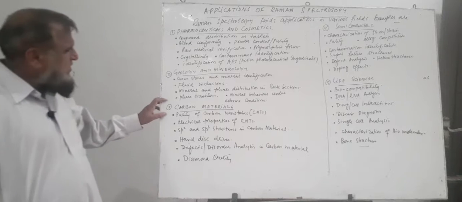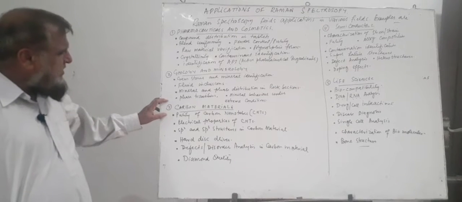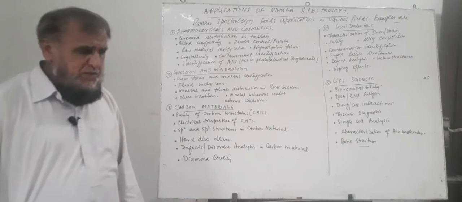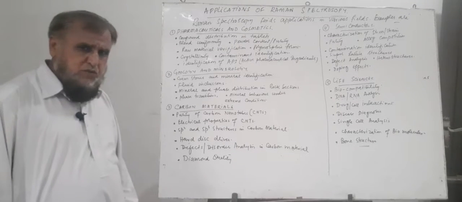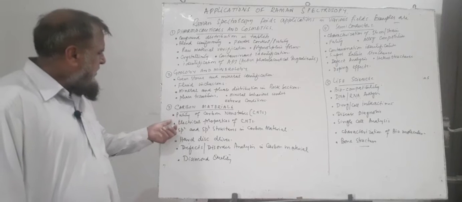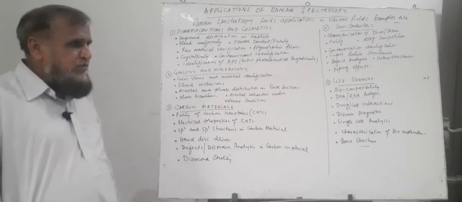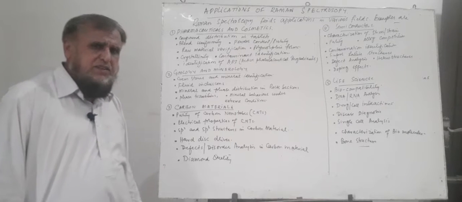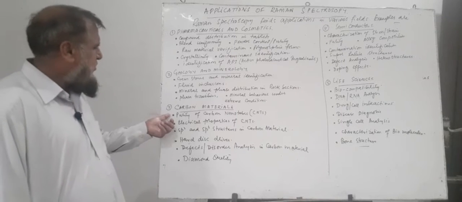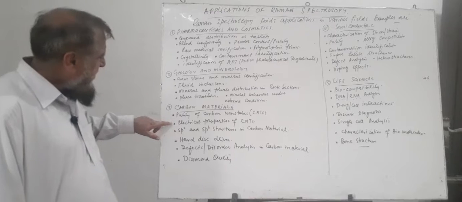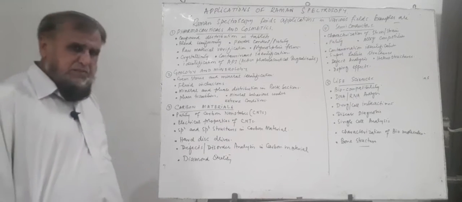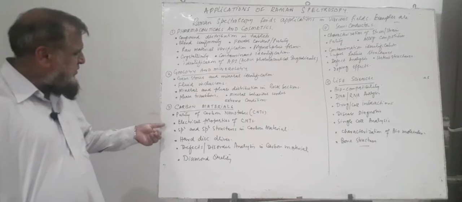The third application is in carbon materials. The purity of carbon nanotubes can be determined by Raman spectroscopy. Carbon nanotubes are actually fullerenes, and it is believed that life has started from fullerenes and they have migrated from upper space. Now, electrical properties of carbon nanotubes can be determined by using Raman spectroscopy.